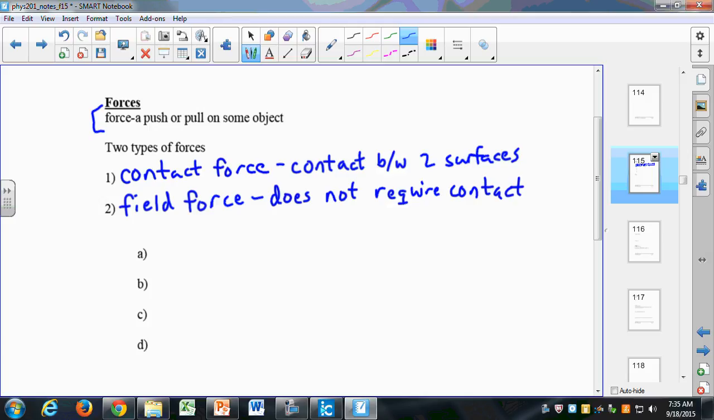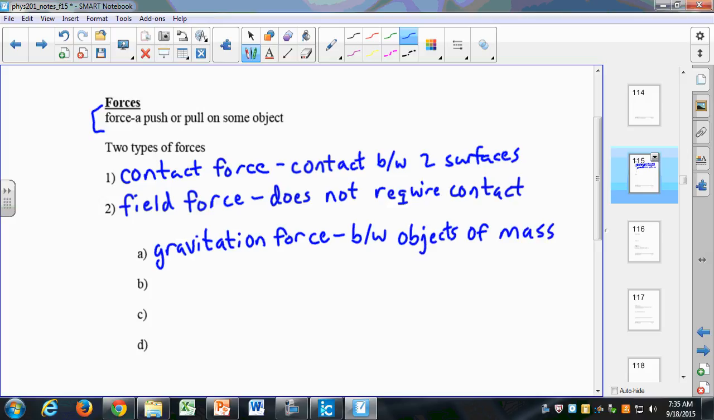The first is the gravitational field, or the gravitational force rather. This is between objects of mass. We've been tiptoeing around this all along because we've talked about the acceleration due to gravity, and the acceleration due to gravity is due to a force. Anytime you have 2 objects of mass, no matter what their mass is, you'll have a gravitational force.